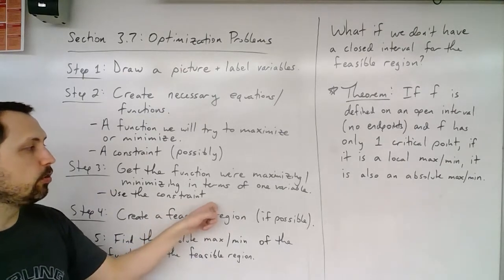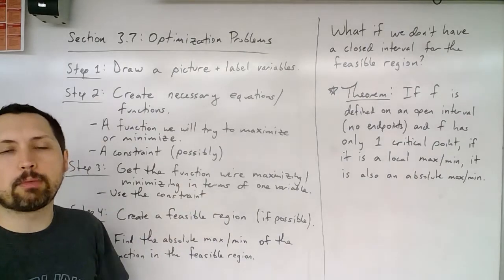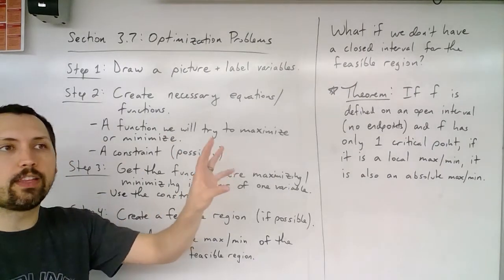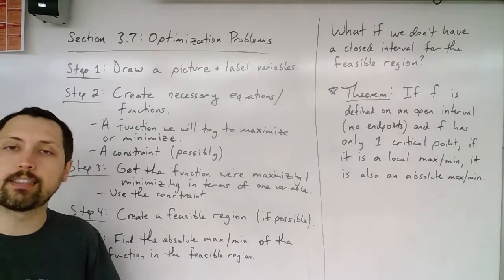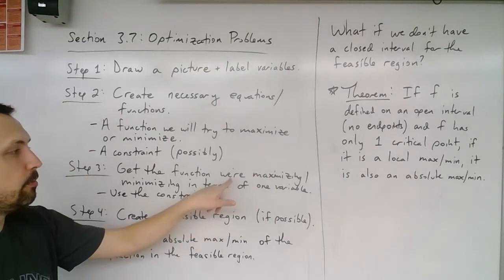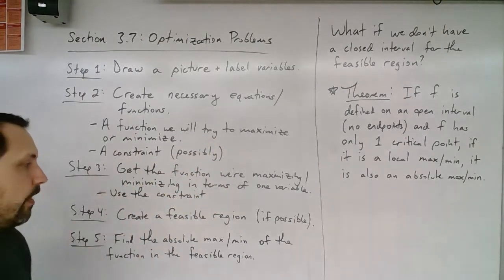Now, the way that we're going to do this is that's where the constraint, if we have a constraint, is going to help us. That's going to be able to say, I can write one of the extra variables in terms of the other one. So you'll see that in some examples of how we're going to use that constraint to be able to write the function we're maximizing or minimizing in terms of just one variable.